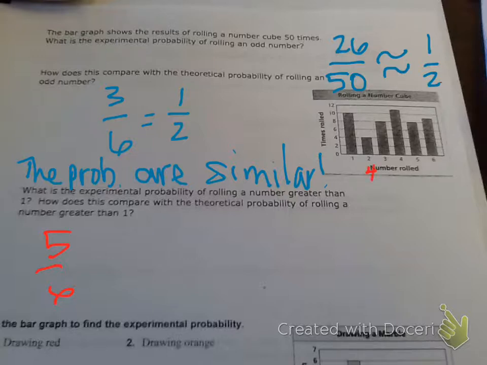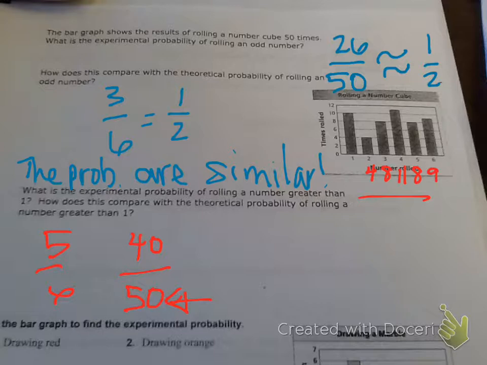There are 4 2s, 8 3s, 11 4s, 8 5s, and 9 6s. So if I add all of those up, the experimental probability is 40/50ths, because it rolled 50 times and we got 40 greater than 1. Theoretical was 5 out of 6 rolls should be greater than 1. And how do they compare?